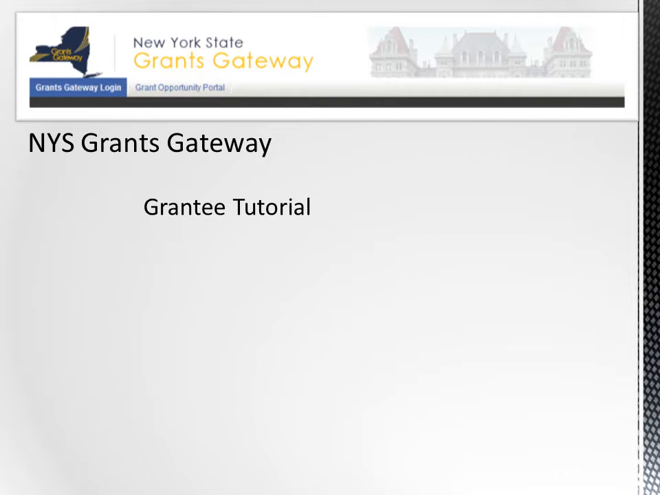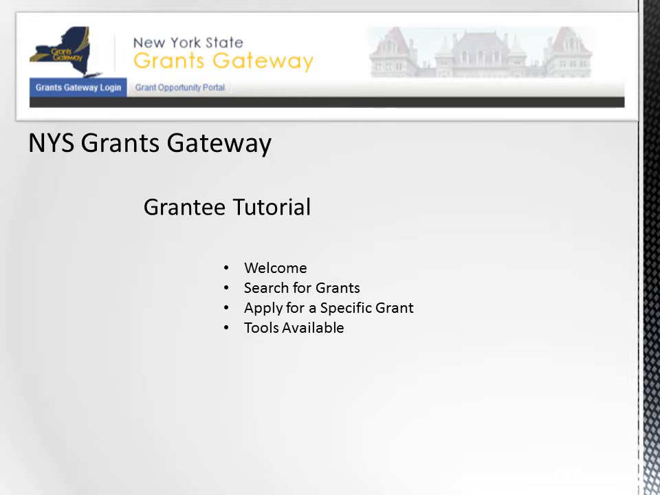This online tutorial is designed for your New York State grantee organization to provide guidance for the process of applying online for a grant via the automated grant system that we call the Grants Gateway. Today we will provide a brief overview of the system and then review the process that a grantee should follow in order to find a grant to apply for and follow the application process through to submission.